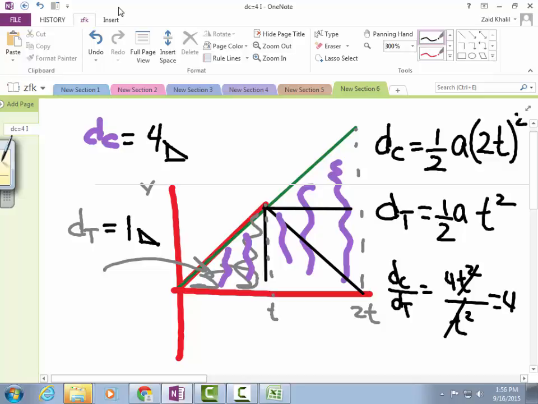Pick your poison. Sometimes you can come up with a geometrically elegant solution. Other times, it will be an algebraically elegant solution. Next problem.